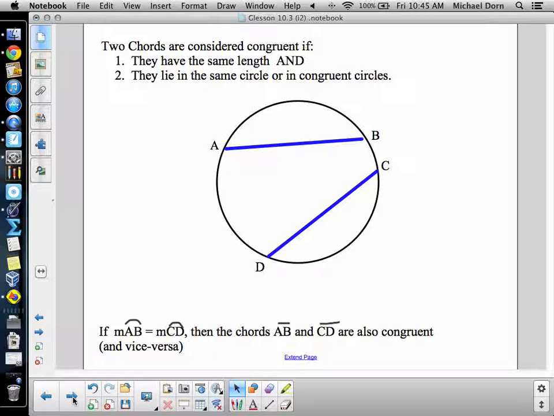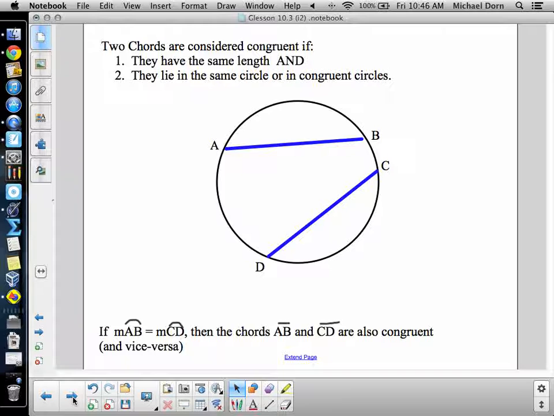All right. So, how do we know if chords are congruent? Two chords are congruent if they have the same length and they lie in the same circle or congruent circles. Now, this is a little different from congruence that we've dealt with in the past. Congruence always meant same length, same measurement. Now, we have to have the same measurement and either be in the same circle or in congruent circles. Two circles are congruent if they have the same radius. So just because two chords have the same length doesn't mean they're congruent if they're in different circles of different sizes. It's a little weird, but it's the way it works.